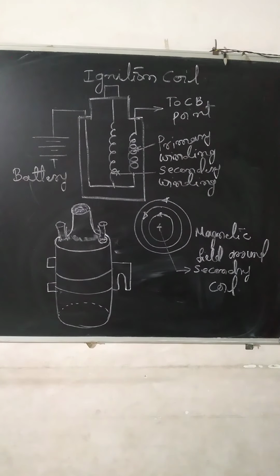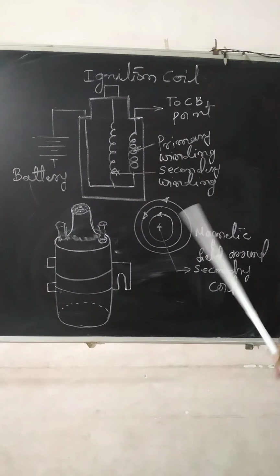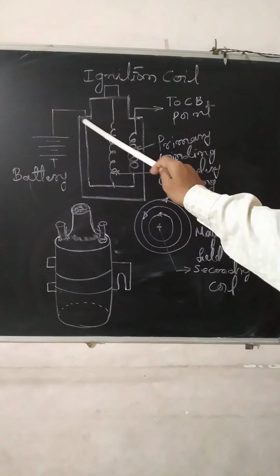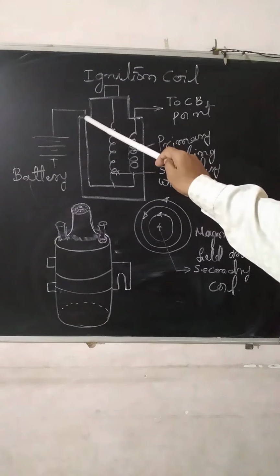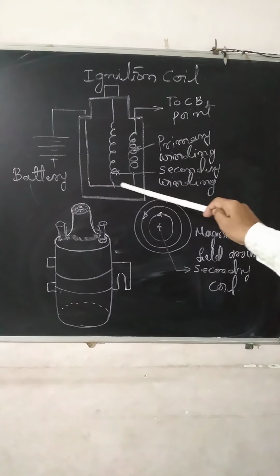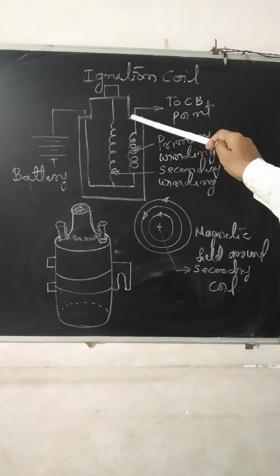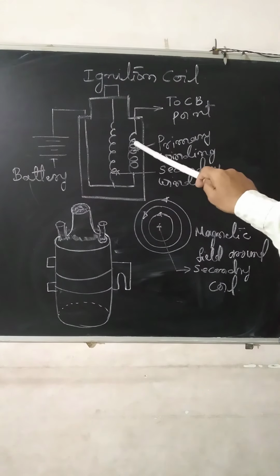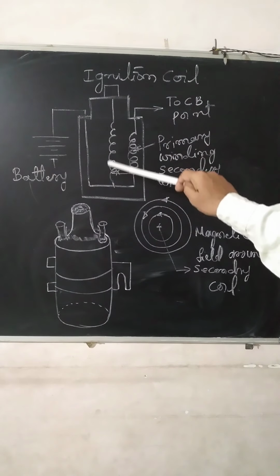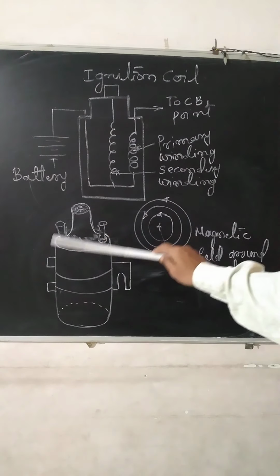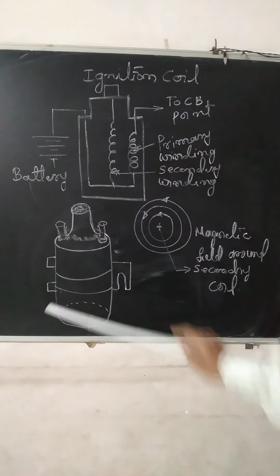This is an ignition coil. The ignition coil is connected to the battery. From here 12 volts of the current is going to the battery. From the battery 12 volts of the current is going to the ignition coil in the primary circuit, and from the primary circuit this is connected to the contact breaker point, and this is the primary winding, and in the center there is a secondary winding. This is how the ignition coil looks like.